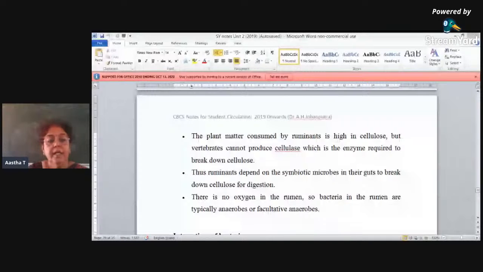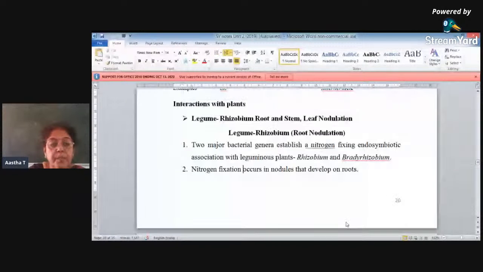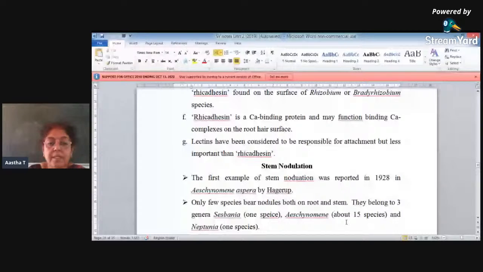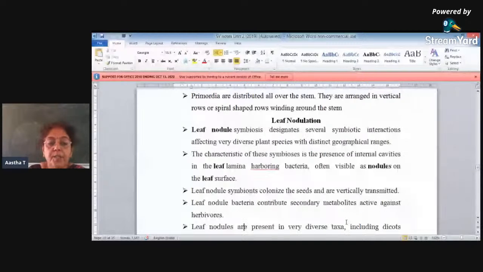Okay, let us start with interactions of bacteria. So we have seen interactions with plants. That was the first point. In that we had covered legume rhizobium symbiosis in root, stem and leaf: legume rhizobium symbiosis in root nodulation, in stem nodulation, and in leaf nodulation.